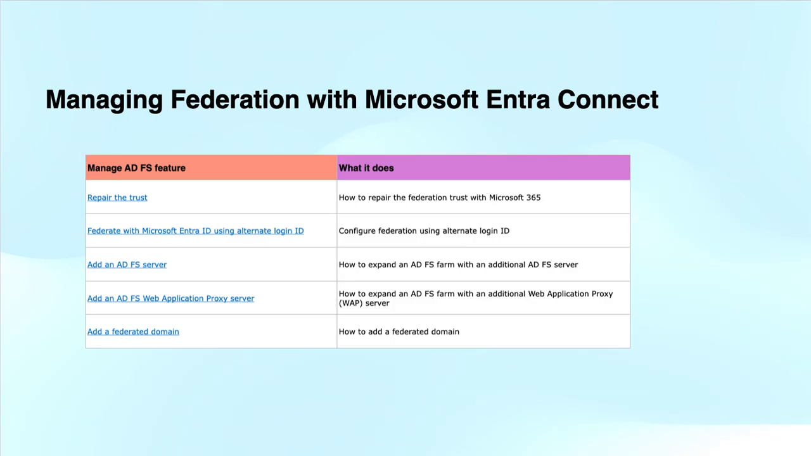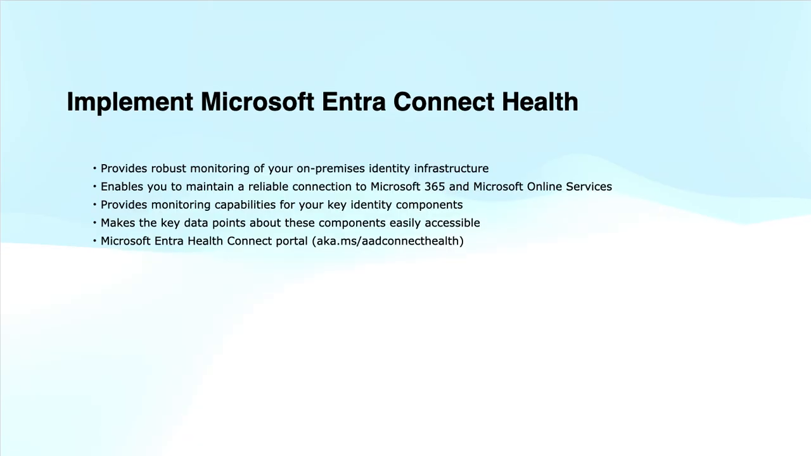Now that we have discussed the different sign-in methods, PHS, PTA, and the federation, let us talk about implementing the Microsoft Entra Connect Health. What is Microsoft Entra Connect Health? It provides the robust monitoring of your on-prem identity infrastructure for diagnosing and troubleshooting any issues. It enables you to maintain a reliable connection to the Microsoft 365 and the Microsoft Online services. It provides monitoring capabilities for your key identity components, and makes the key data points of these components easily accessible.